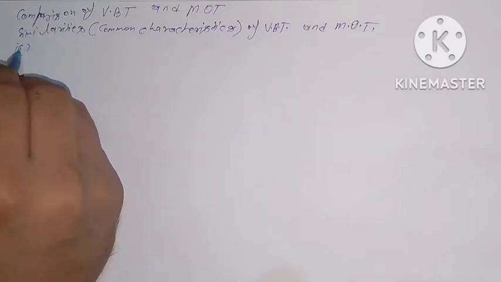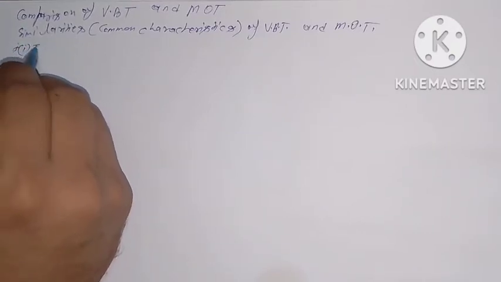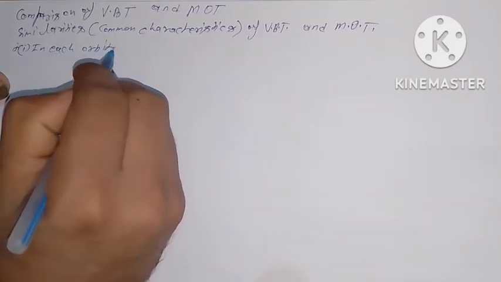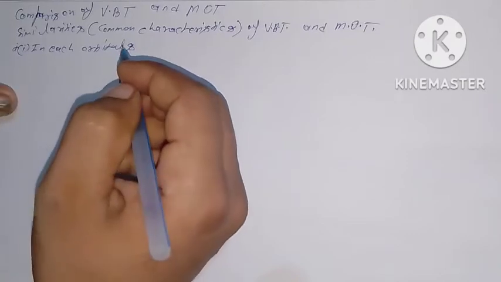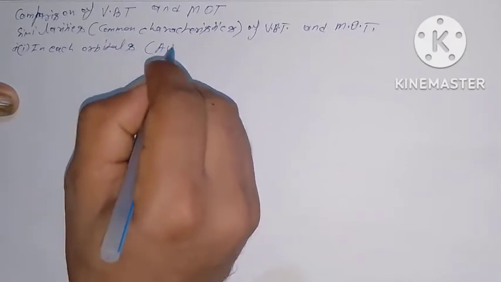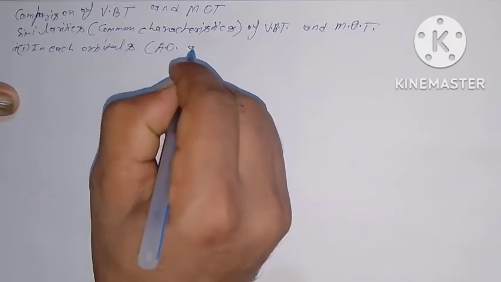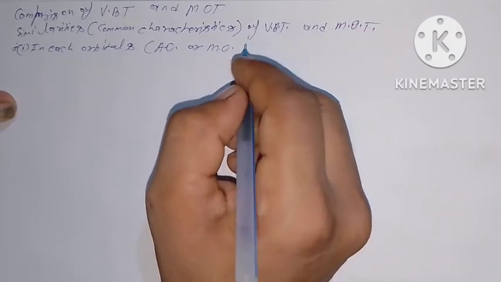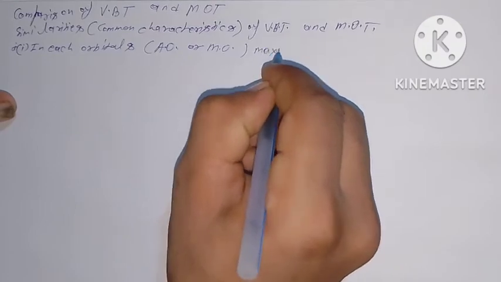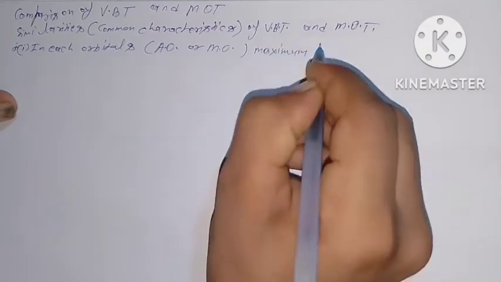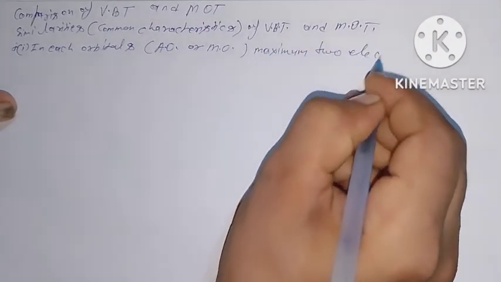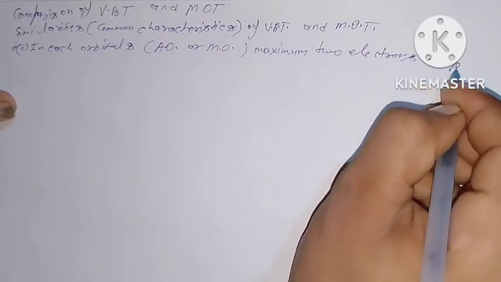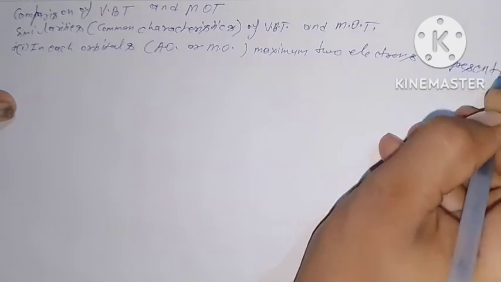In each orbital, atomic orbitals or molecular orbitals, maximum 2 electrons are present.